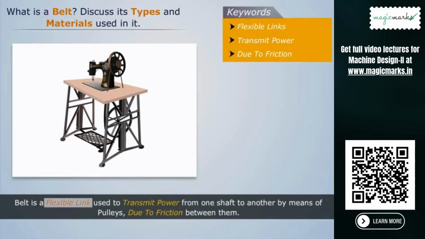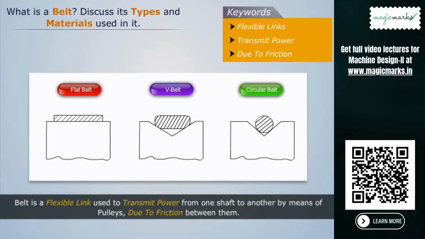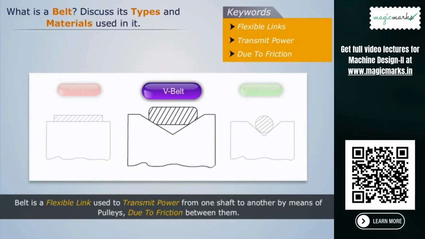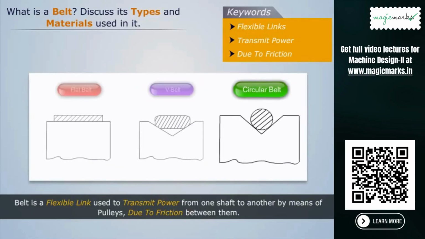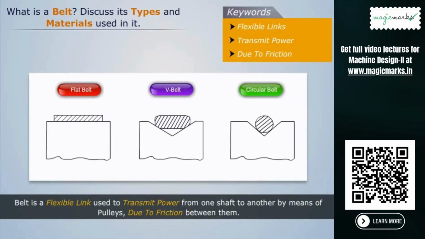Thus, belt is a flexible link used to transmit power from one shaft to another by means of pulleys due to friction between them. There are several types of belts, but the three main types are flat belt, V-belt, circular belt. Now let's see each of them one by one.